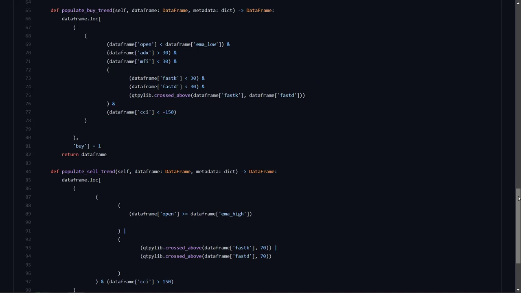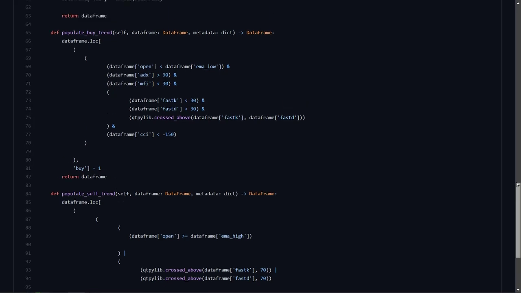The sell signal will occur when the following condition is met. The open price of the candle is equal or higher than the exponential moving average over the high of the last 5 candles. Or the fast stochastics fast K should have a crossover above the 70 level. Or the fast stochastics fast D should cross over that 70 level. And finally, a sell signal only occurs if one of the earlier indicators meet their criteria at the same moment the CCI indicator is higher than 150.